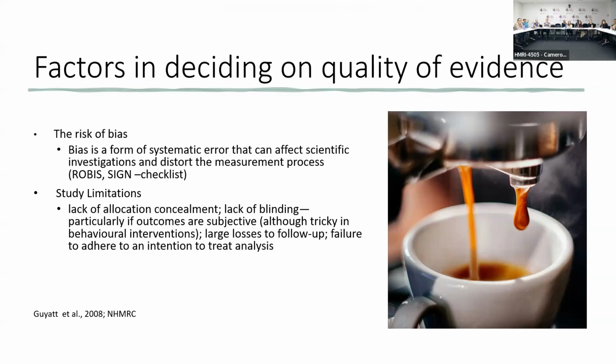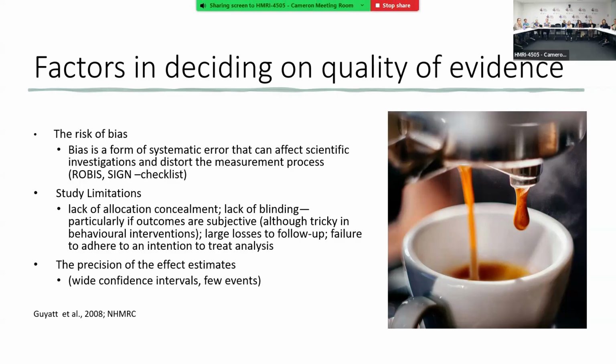The other thing that can influence quality is study limitations. So if you're planning your randomised control trial: lack of allocation concealment, lack of blinding, or particular outcomes being subjective, although that's tricky with behavioural interventions. Large losses to follow-up, failure to adhere to an intervention, or failure to do an intention to treat analysis, because the people that showed up and engaged in the intervention could be a biased sample, people that want to do well, or were doing well so they kept engaged in the program. And then precision of estimates: wide confidence intervals, or just not enough events.